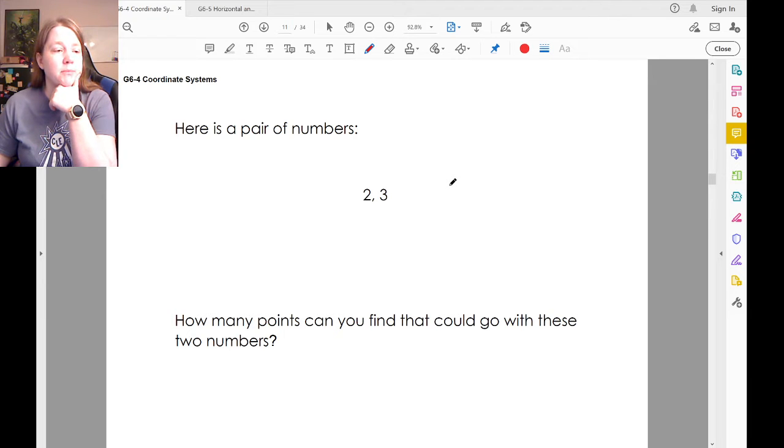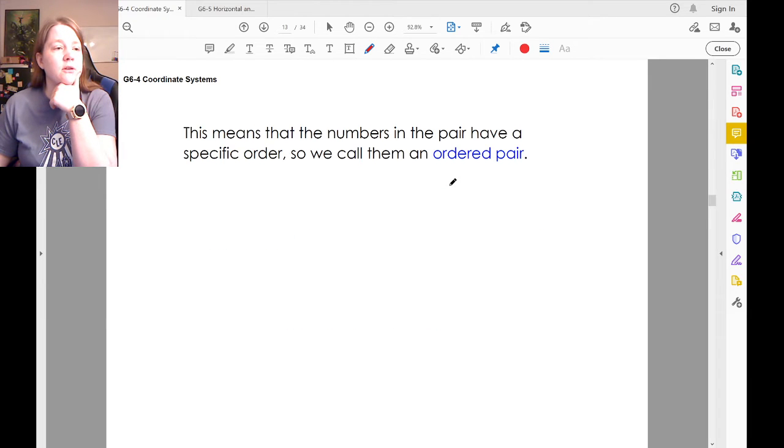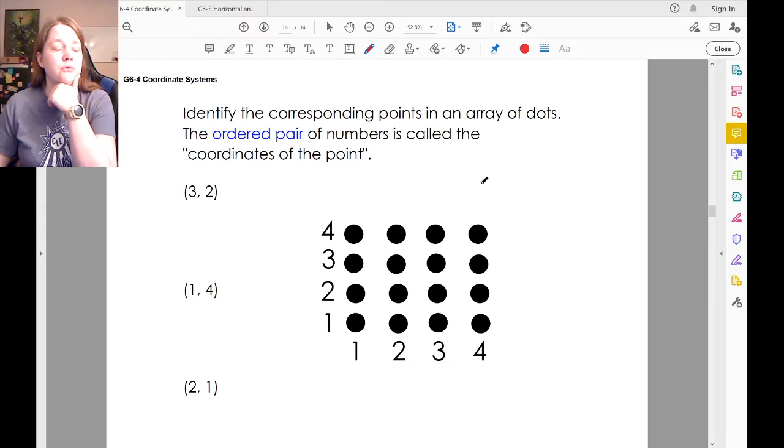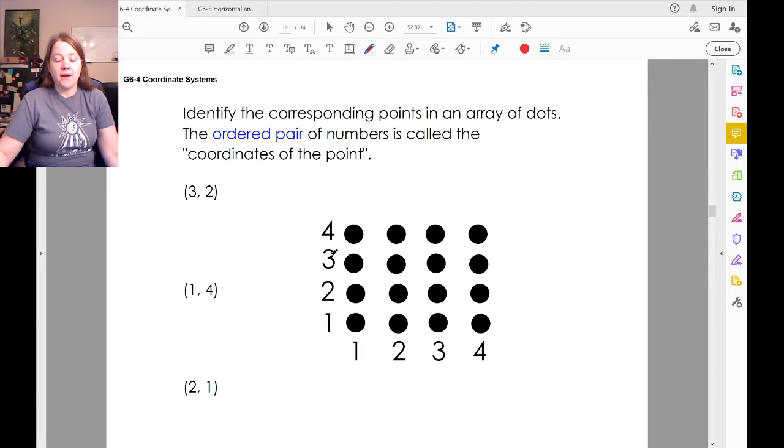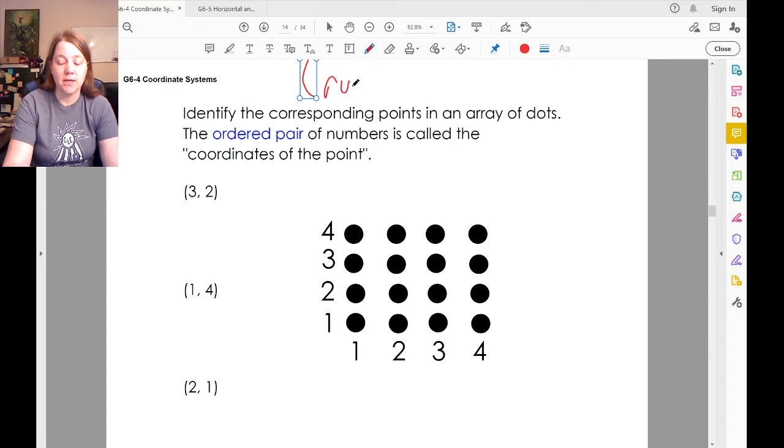Here's a pair of numbers. On that grid that you drew, first of all, go ahead and add one more row and one more column so that it's 1, 2, 3, 4, 1, 2, 3, 4. Go ahead and try to find point 3, 2. Remember that the first point tells you how far to run. The second point tells you how high to jump.